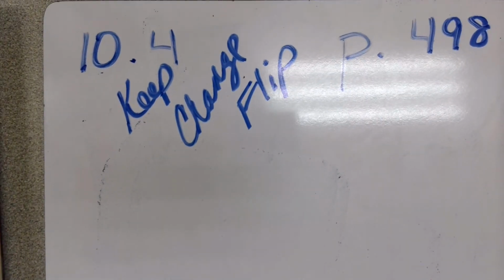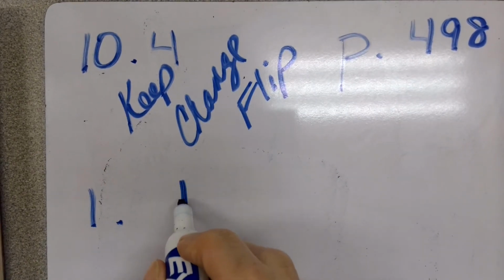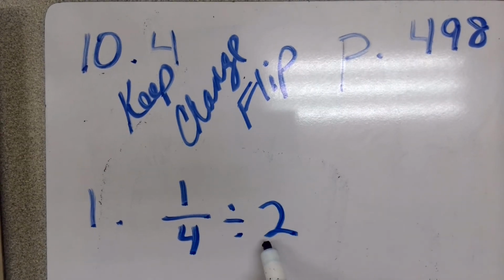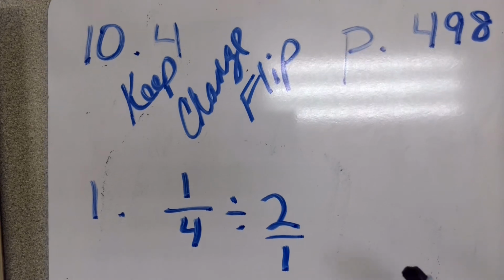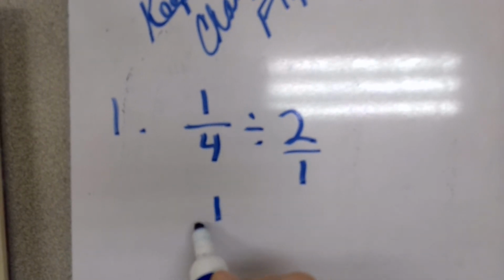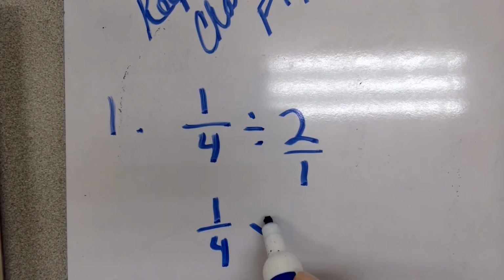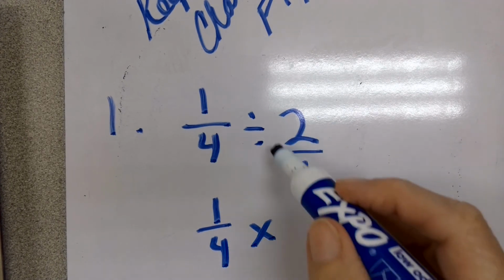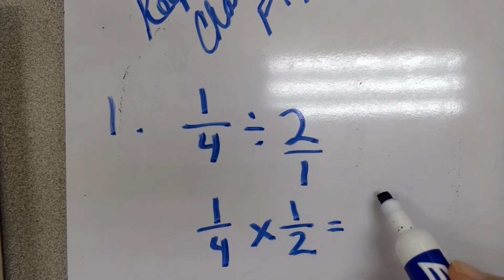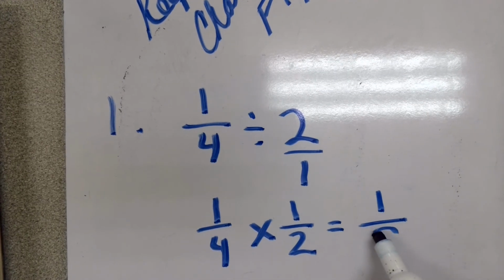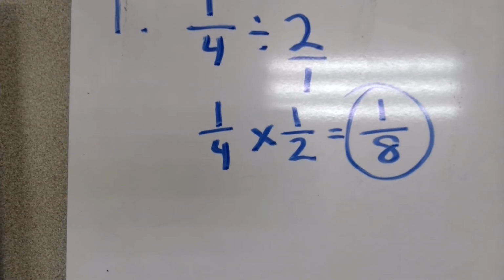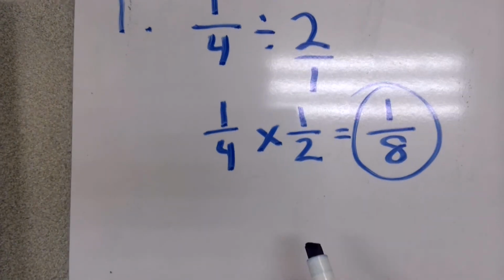Okay, let's look at number 1, and it is 1/4 divided by 2 as a whole number. So if you even want to do that, you can. And we're going to keep, change, flip. So we're going to keep the 1/4. We're going to change that to multiplication, and we're going to flip those around. Now it's 1/2. And now we get 1 times 1 is 1, and 4 times 2 is 8. Therefore, 1/8 is what you get when you divide 1/4 divided by 2.